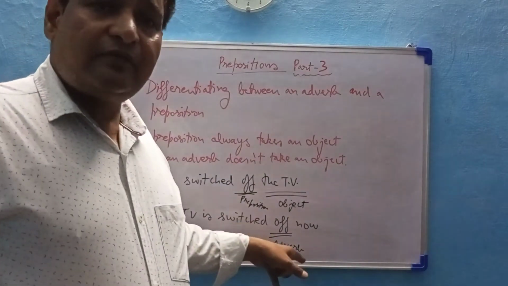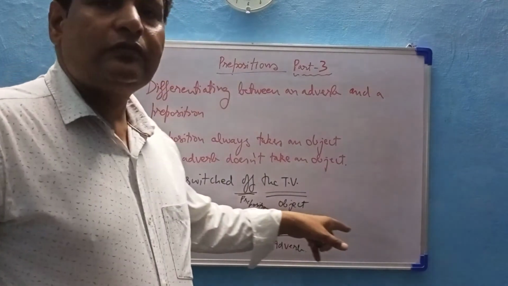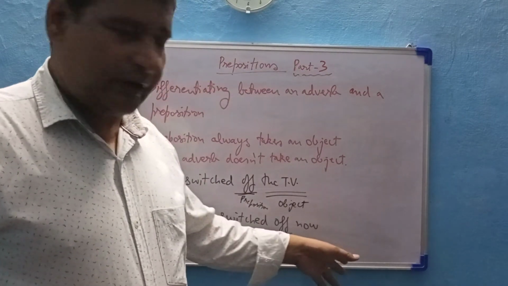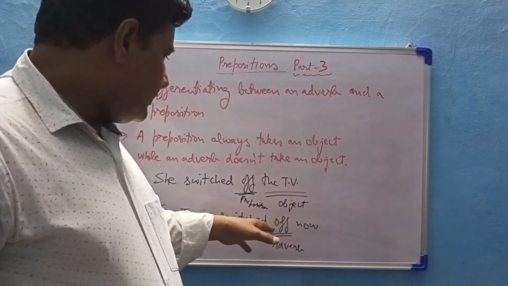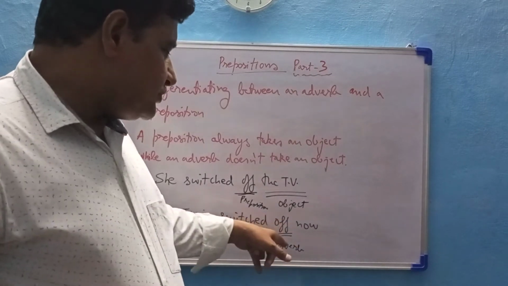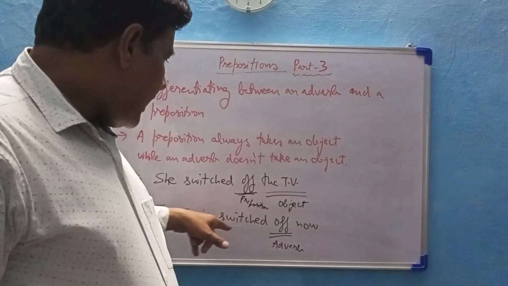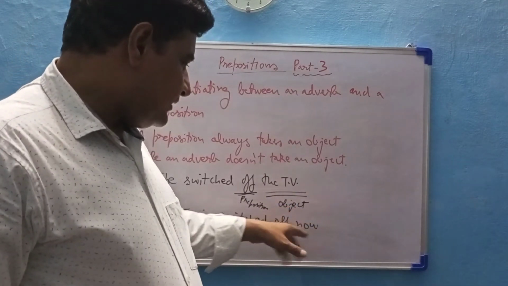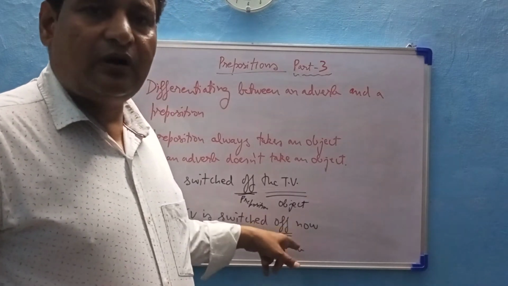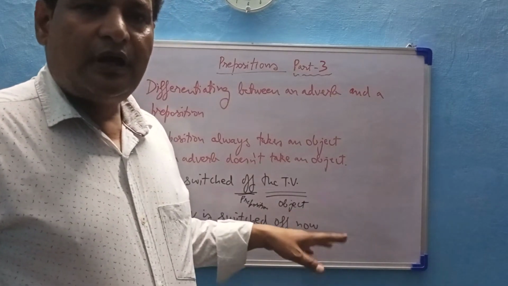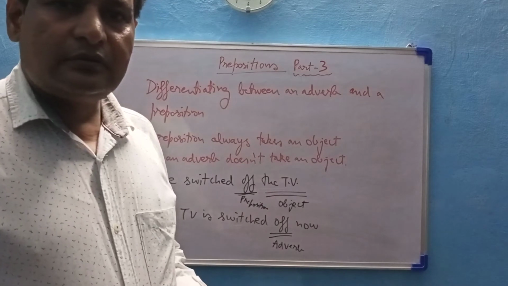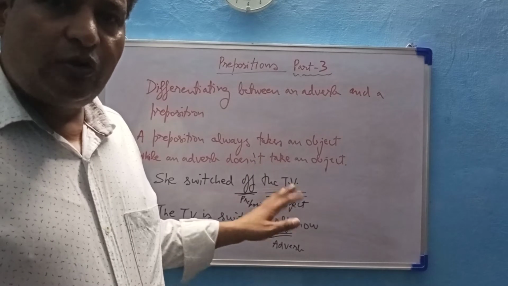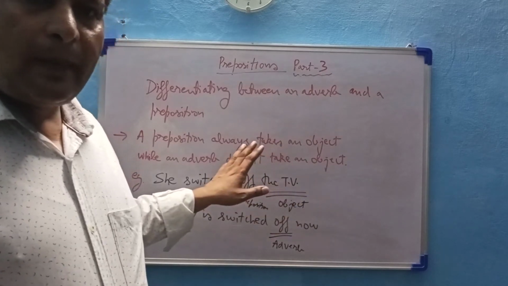Off is an adverb, and here there is no object. Now it indicates only the position. Off is an adverb. Here no object is there. That's why it is an adverb and not a preposition. Have you understood? Is there any confusion? I hope there is no confusion now.